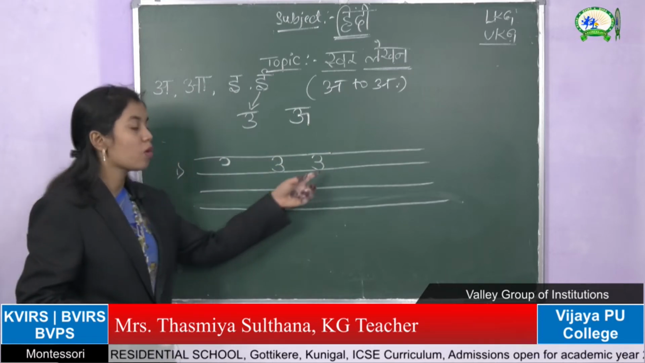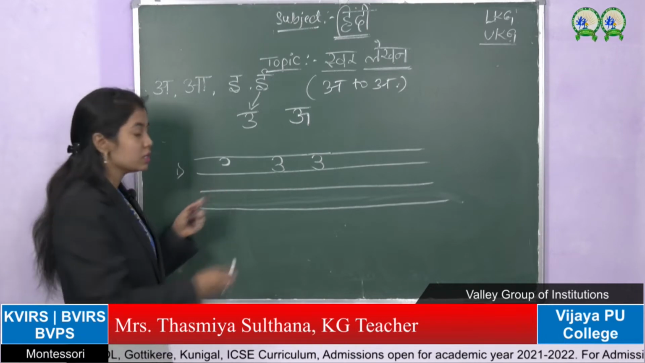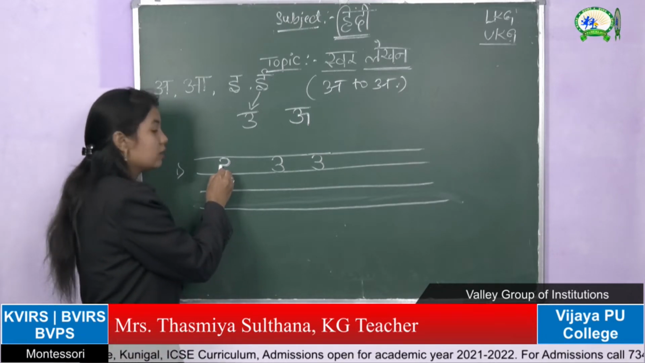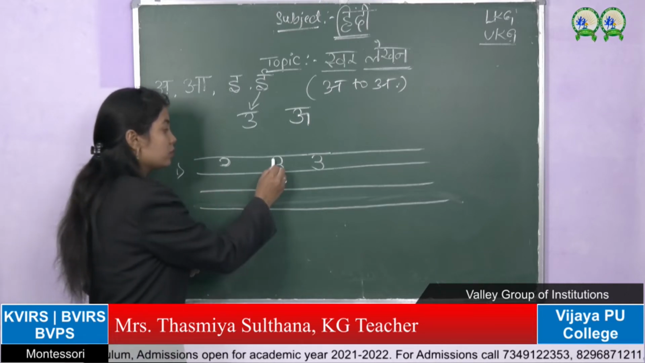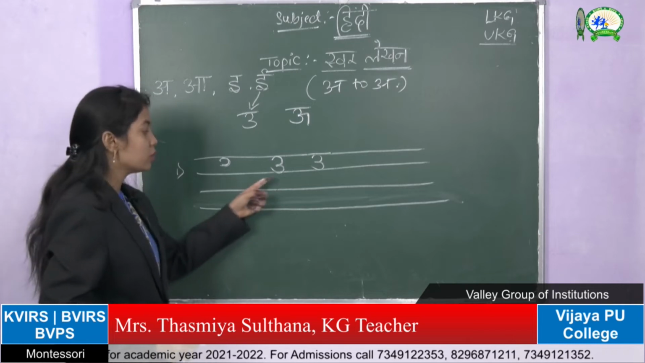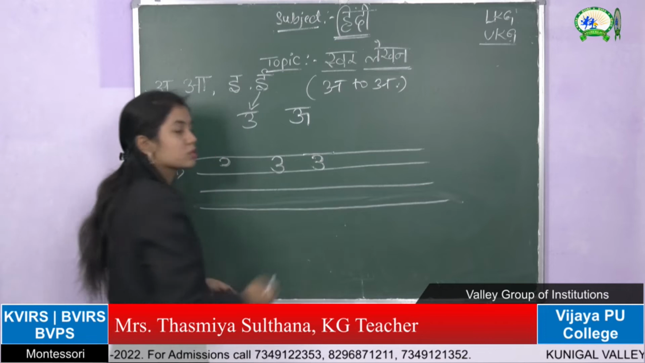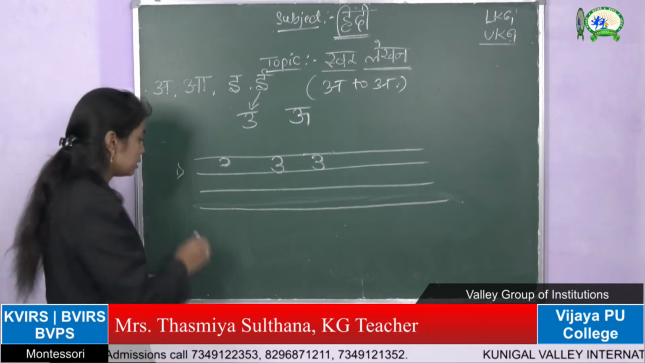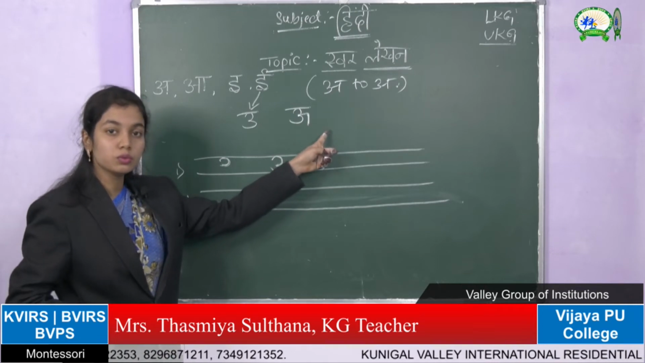And this we call the small oo. See, the first step is to write one left curve, and again write one more left curve, then it will become a small oo. And the next, second one, is big oo.